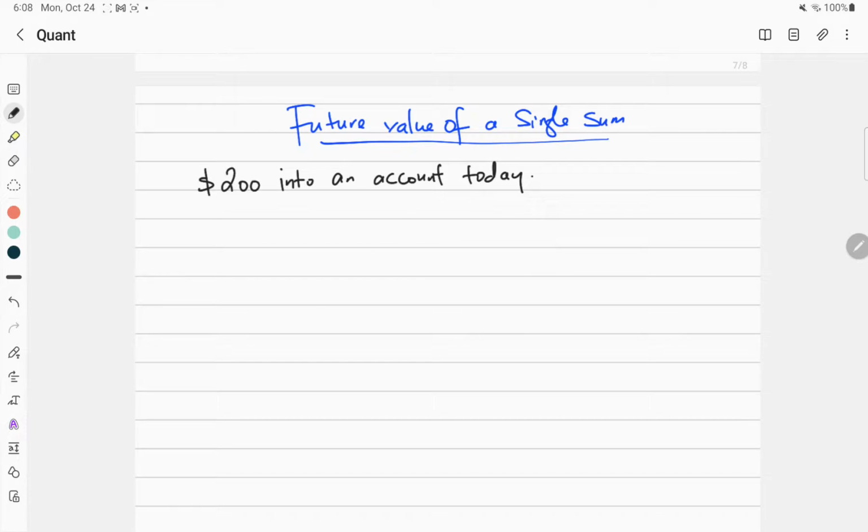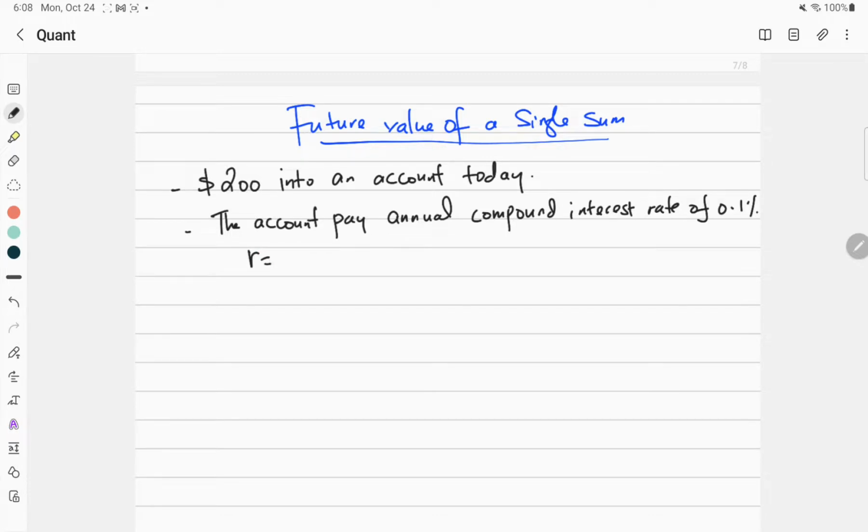Okay, this account pays an annual compound interest rate of 0.1. So what does that mean? That is R equals 10%. So this is basically the interest rate per compounding period.